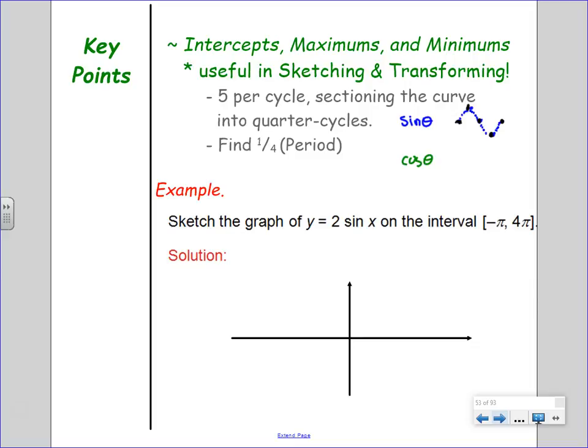Cosine. Cosine starts at the top, then goes to the middle, then to the bottom, then back to the middle, then back to the top. Very similar. When you show lots of cycles, they look almost the same, but cosine starts displaced. If you notice, cosine still has 5 important points. It just starts with the maximum and then the center, minimum, center, maximum.